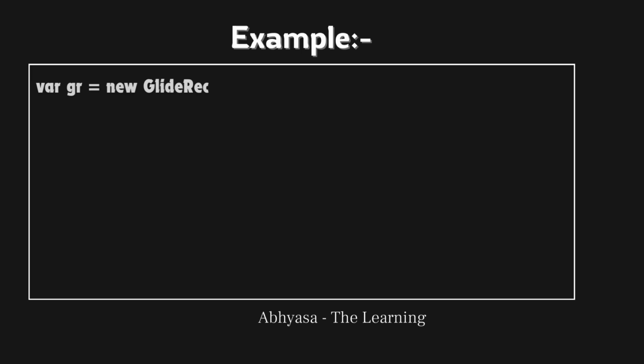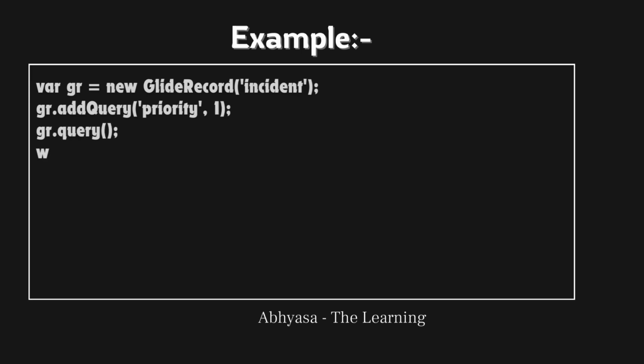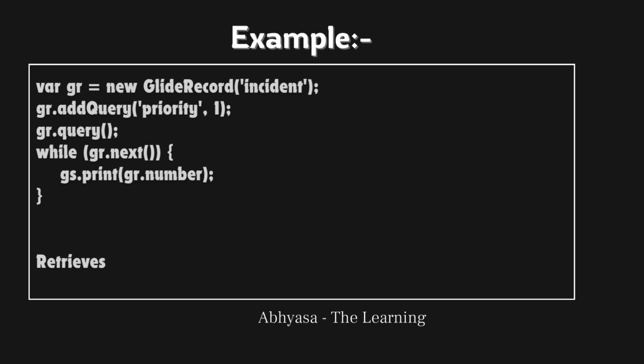Example: var gr = new GlideRecord('incident'); gr.addQuery('priority', 1); gr.query(); while (gr.next()) { gs.print(gr.number); } Retrieves and prints incident numbers with priority 1.